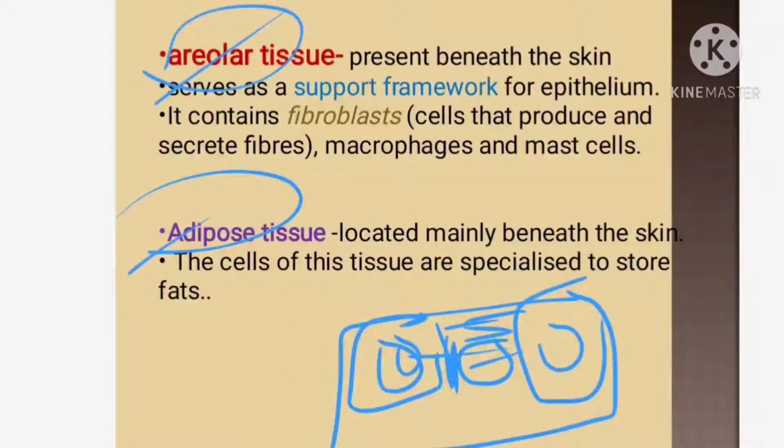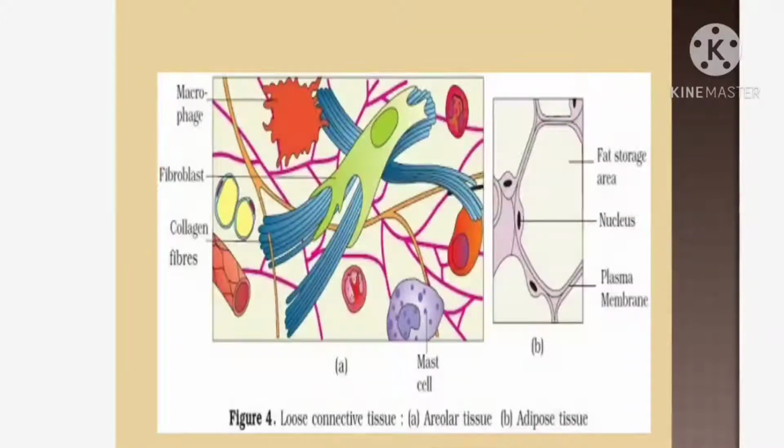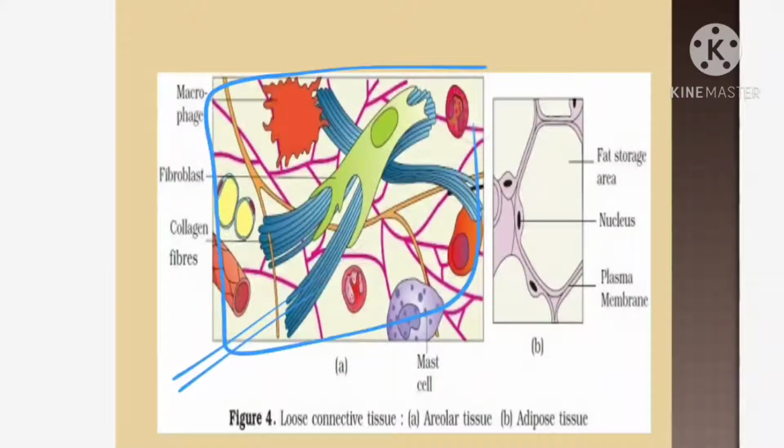Okay. So areolar tissue. What is areolar tissue? It is present beneath the skin. Just beneath your skin, this areolar tissue is present. If you look at the structure of this areolar tissue, this is the structure. It has cells like fibroblast, collagen fiber, macrophages and mast cells. So this is the structure of a mast cell.